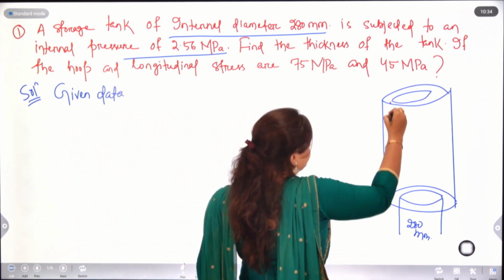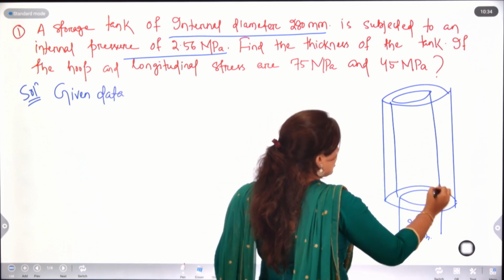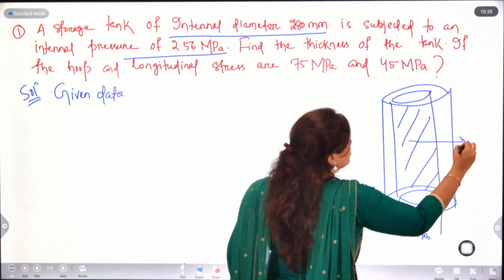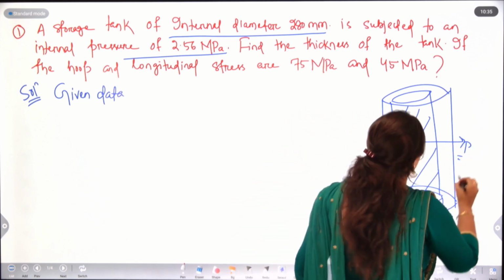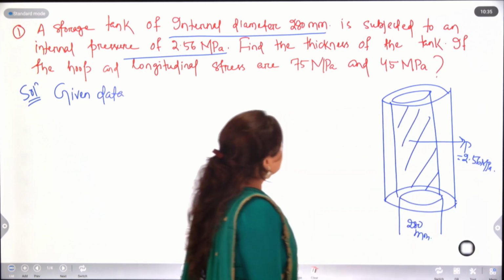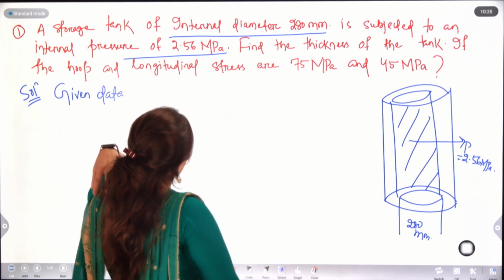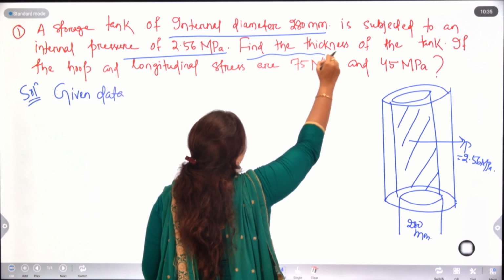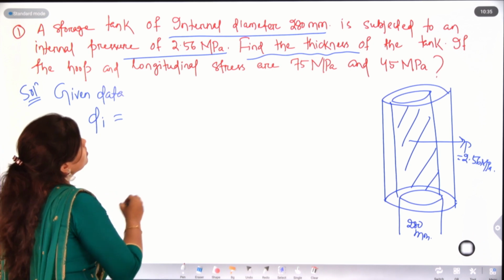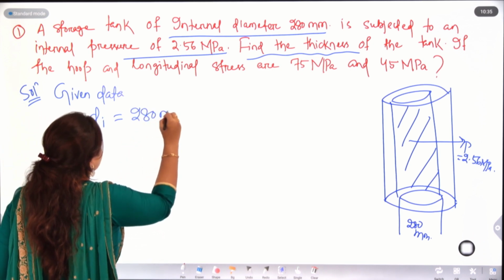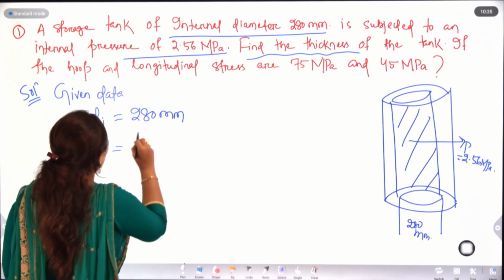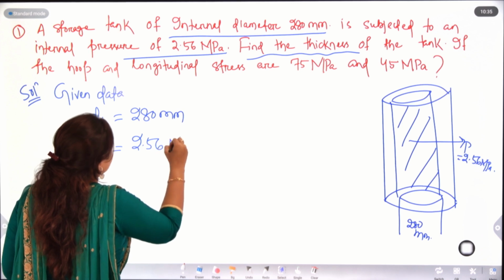As this cylinder is filled with high pressure fluid, the pressure is 2.56. Next, find the thickness. The question asked about your thickness. We can write di equals 280 mm. Next, our internal pressure, that is 2.56 megapascal.